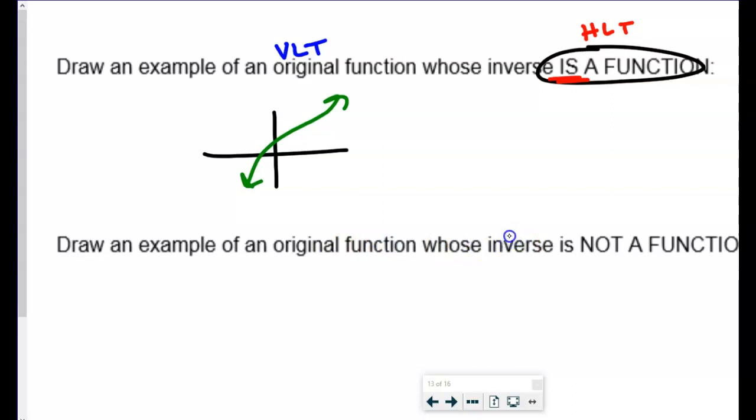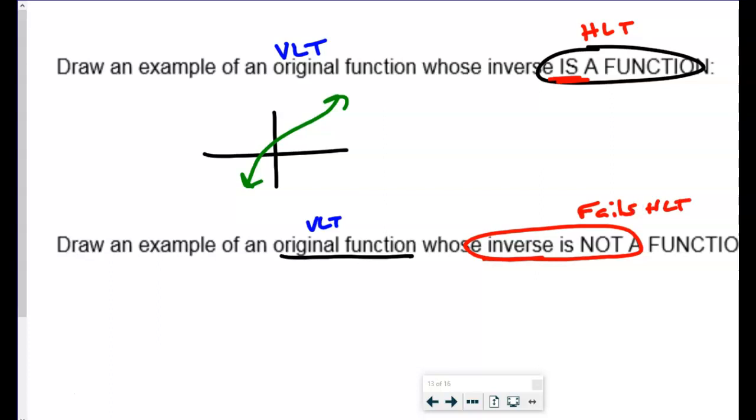So draw an example of an original function. I want the original to be a function, so it has to pass the vertical line test. But I want its inverse to not be a function. So this time I'm going to want to draw something that fails the horizontal line test.